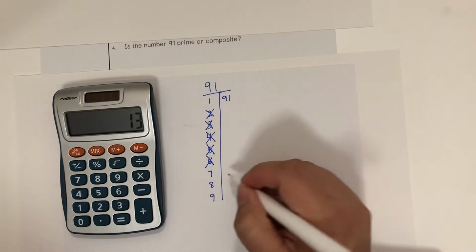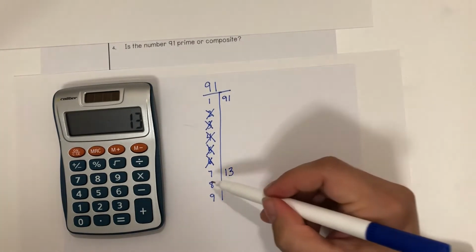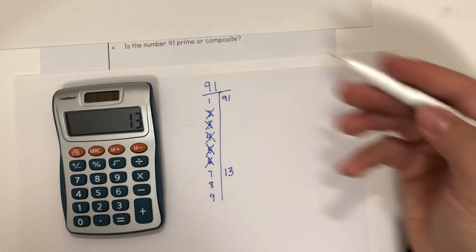And look at that. We actually do get a whole number. We get 13. So we know that 7 times 13 is 91.